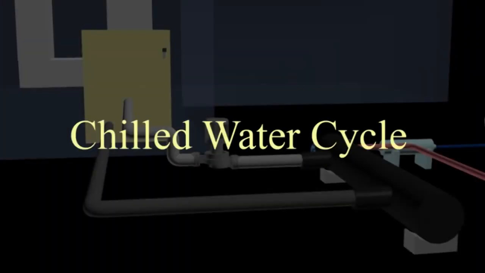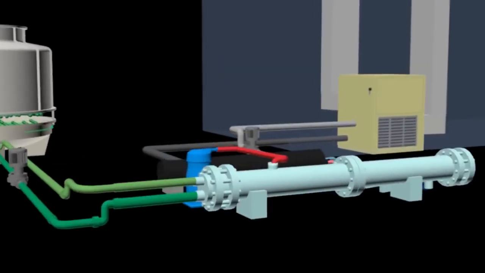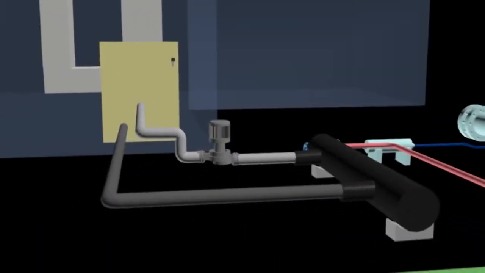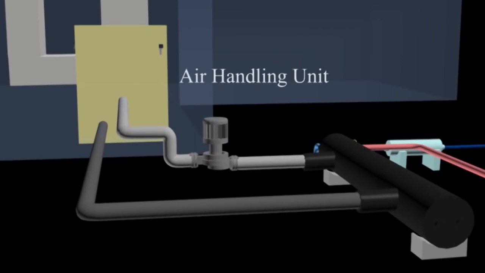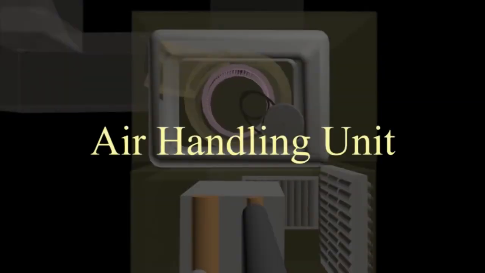Chilled water cycle. Chilled water cycle consists of two basic components which are air handling unit and water pump. Air handling unit.